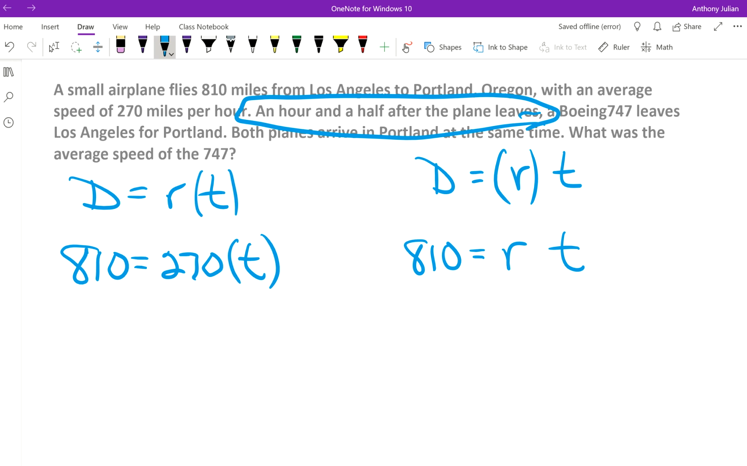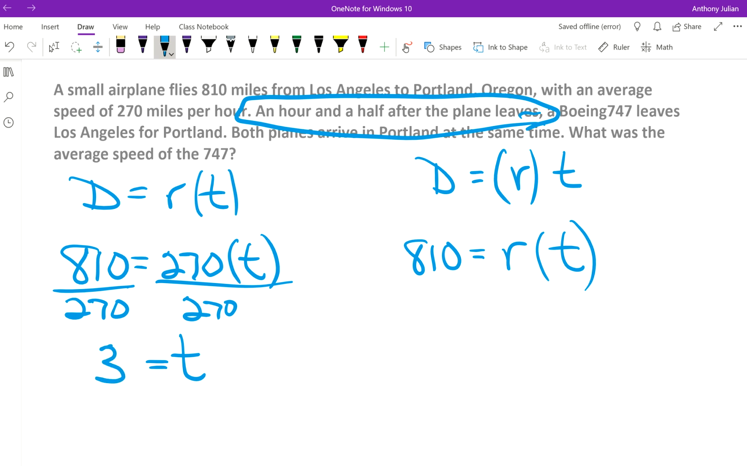All right, so now what we want to do is solve these for t, both of these. So if I solve them for t, I'm going to divide both sides by 270. And now I've got a number here that t equals. So t is going to equal, and if you divide that, 810 divided by 270, you get 3. So t equals 3 on this side. And on this side, I'm going to divide both sides by r. So t is going to equal 810 over r.